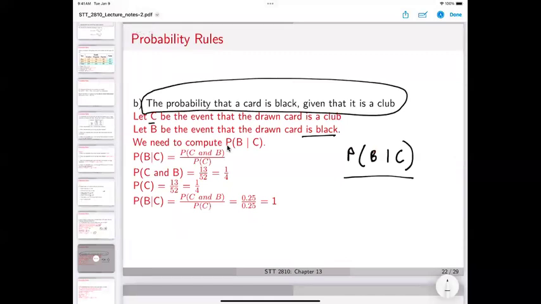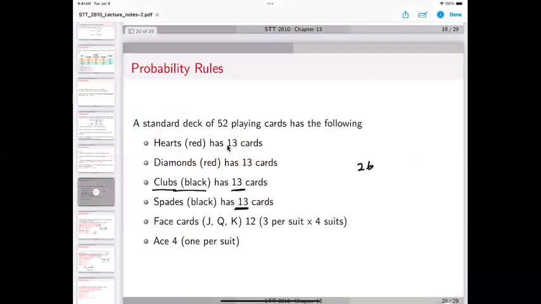So when you do this, you just have to look at your sheet and write the formula down, which is this one here. Now we just have to find the probability that it is club and black, and then the probability that it is club. So let's come here. It is club and black. Club and black, that is 13 over 52. Is that okay?